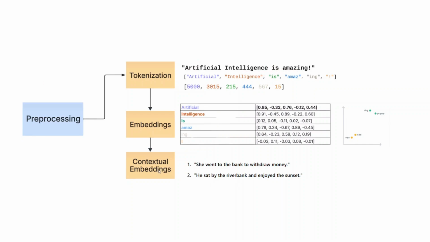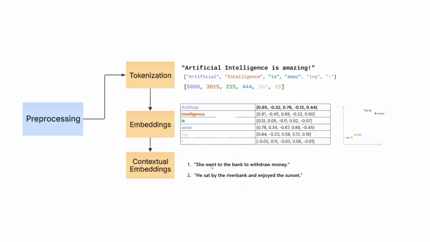The next step is contextual embedding. A large language model uses contextual embedding to dynamically adjust a word's representation based on its surrounding text. This allows it to better capture the syntactic relationships. For example, consider the word bank in these two sentences. She went to the bank to withdraw the money. He sat by the river bank and enjoyed the sunset.